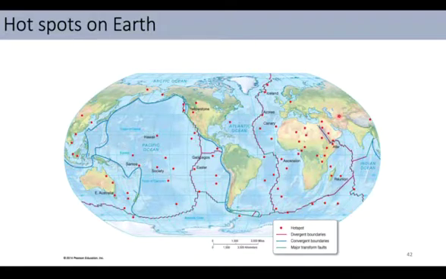So, for example, Yellowstone is a hotspot. So beneath Yellowstone is a magma plume, a magma chamber. If you've seen the geysers, there's a lot of heat being released. That is due to the magmatic activity of that hotspot underneath the North American continent there.